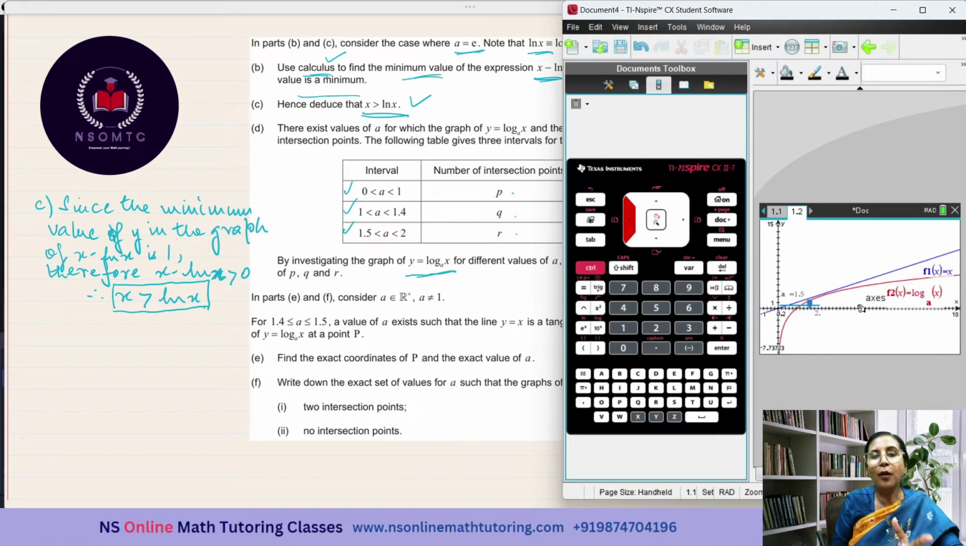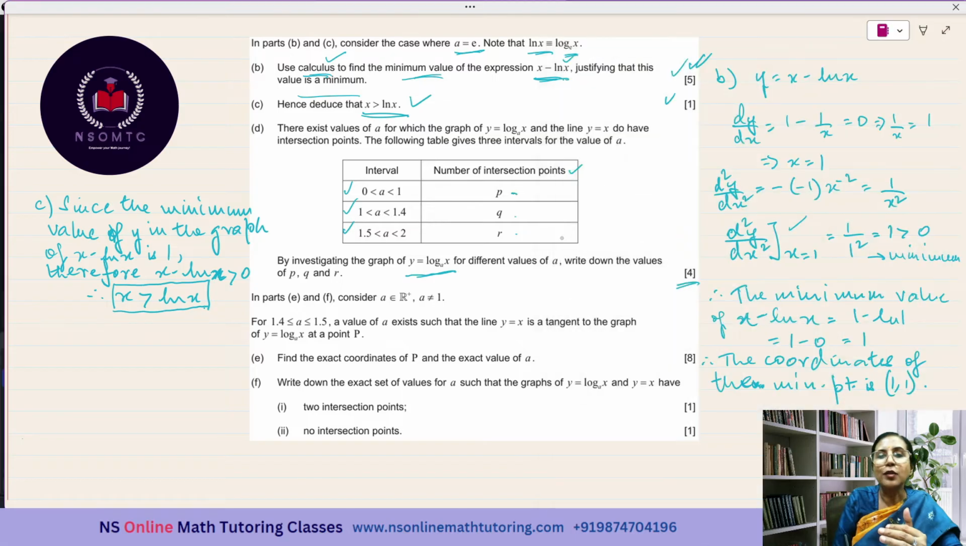So from 1.5 to 2, as I just increase the a value, the curve is coming down, so there's no point of intersection. So P is equal to 1, Q is equal to 2, and R is equal to 0. Okay, so let me write this as 1, this as 2, and this is equal to 0. Okay, so these are the values.